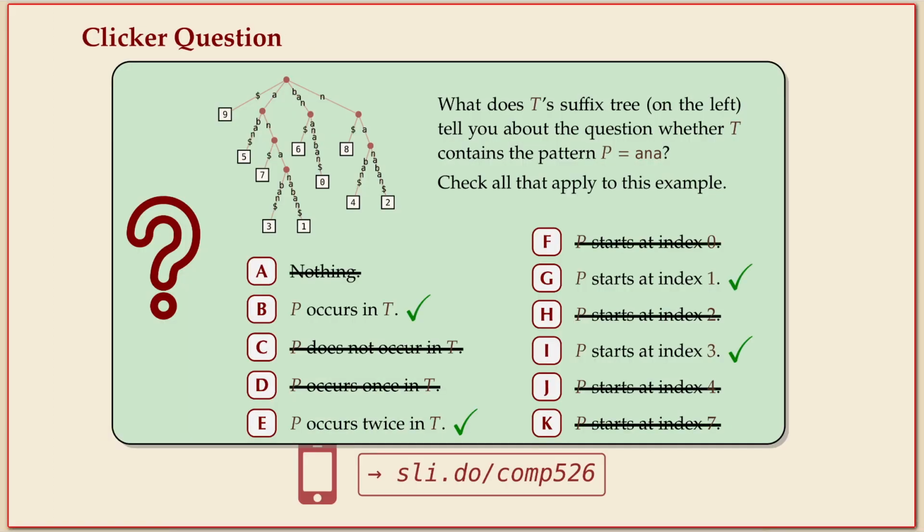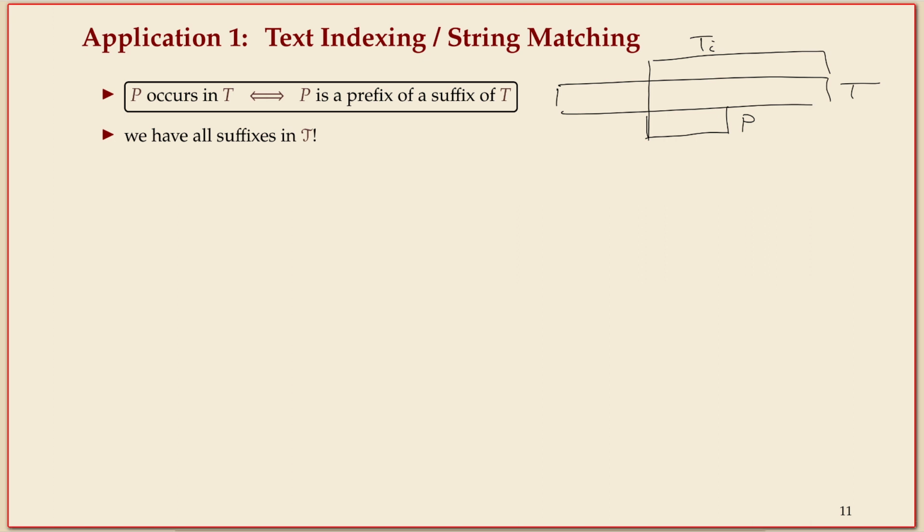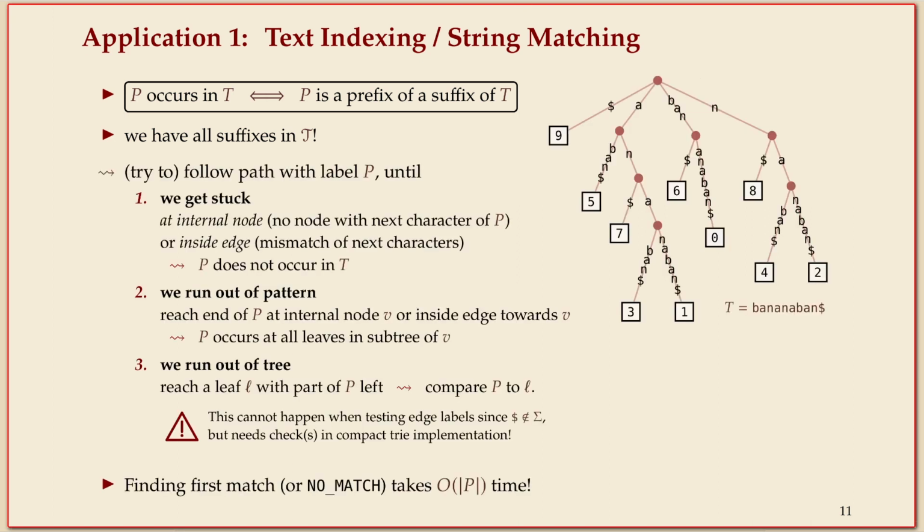In a little more structured way, that's what I have on this slide. So we try to traverse with our pattern in the tree, following the next edge when we can, like in our example, A and A went nicely through. And then there are different cases of what can happen.